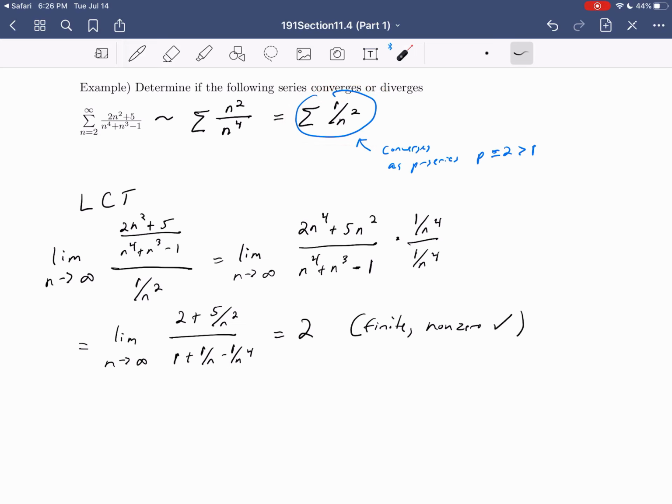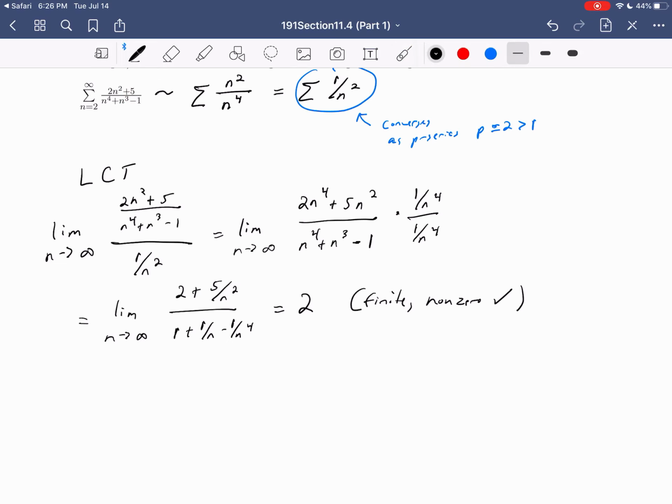So if you want, try plugging in n equals 1,000 into both of these. What you get over here is going to be about twice of what you got here. So the terms over here are about twice as big as this. So this guy converges to some finite value, so we would expect this one to converge to some finite value. So we would say, by LCT, and since the sum of 1 over n squared converges, so does our series.